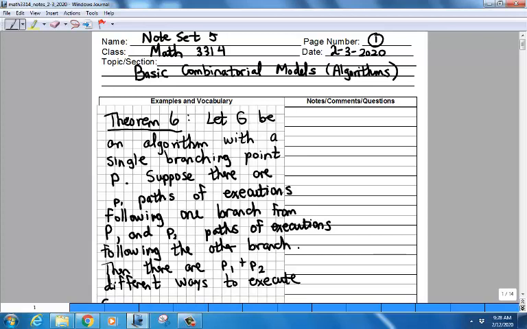Okay. If you go this direction in your program, there's P1 ways of reaching the end of the program. If you go this direction, there's P2 ways of reaching the end of the program, or the end of the algorithm.